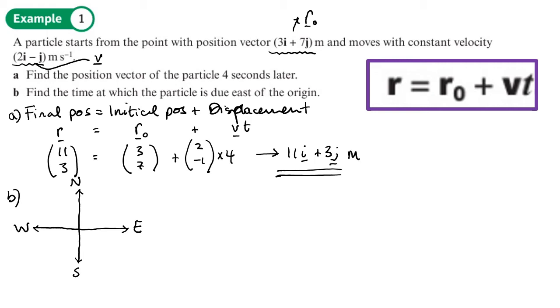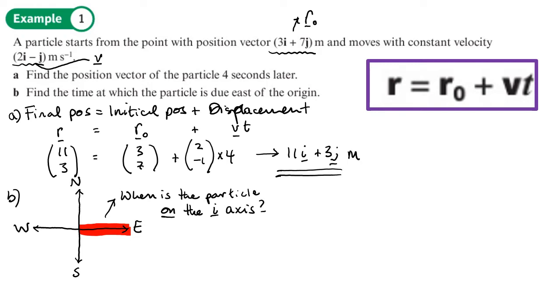So we want to find the time at which the particle is due east of the origin. So we want to find the time when the particle is over here. In other words, when the particle is on the y-axis. Yeah, that's basically what it means. When is the particle on the y-axis, or positive y-axis?